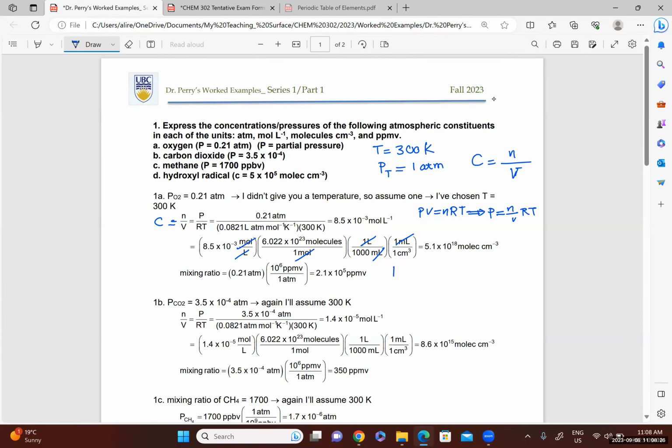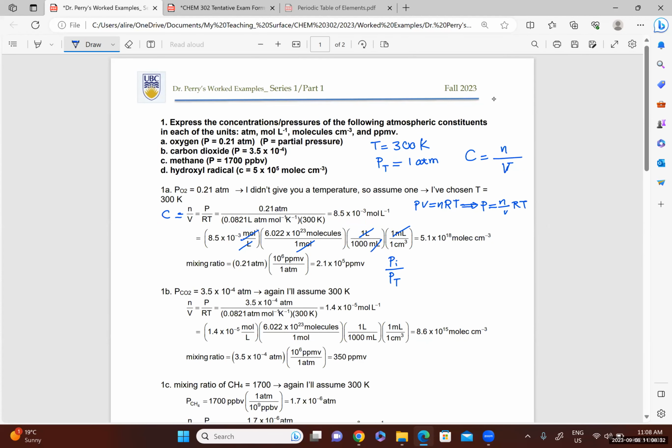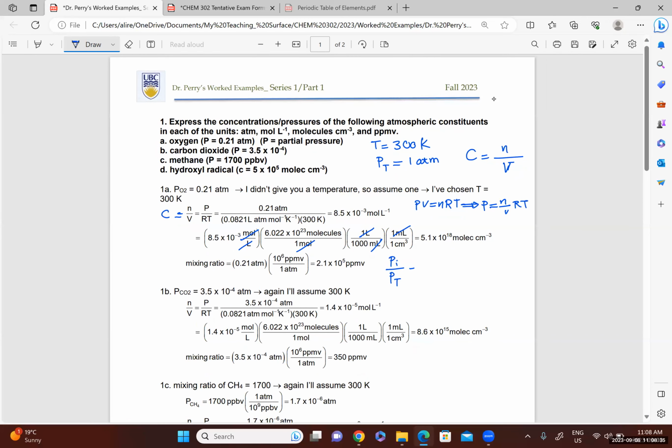You remember, so Pi over Pt is equal to Vi over Vt, volumetric ratio, right? The ratio of the partial pressure of the molecule over the total pressure is equal to the volume mixing ratio, right? This T refers to total, okay? All right, so we already have this equation. Now we're converting from pressure to ppmv.